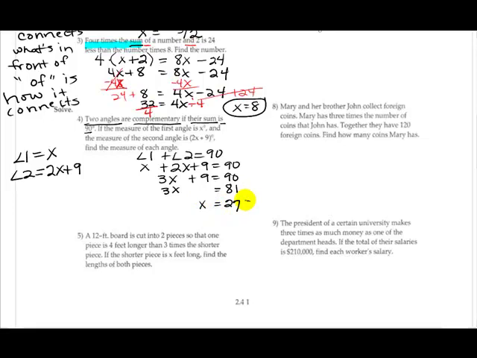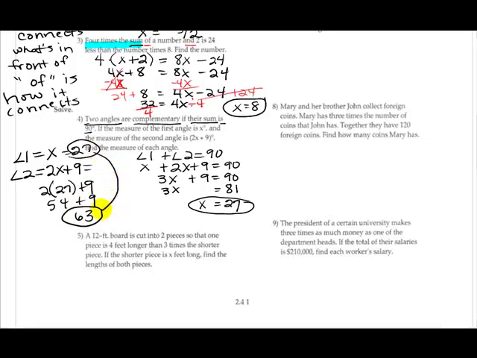Okay, so then this is my first angle. I have to find my second angle. And so this equals 27. Now you could take and subtract this from 90, and it would give you an answer. It may not be the right answer, but it would give you an answer. The best way to handle this, to make sure you are getting the right answer, is to take and plug it in over here. So 2 times 27 plus 9. That's going to give us 54 plus 9, 63.